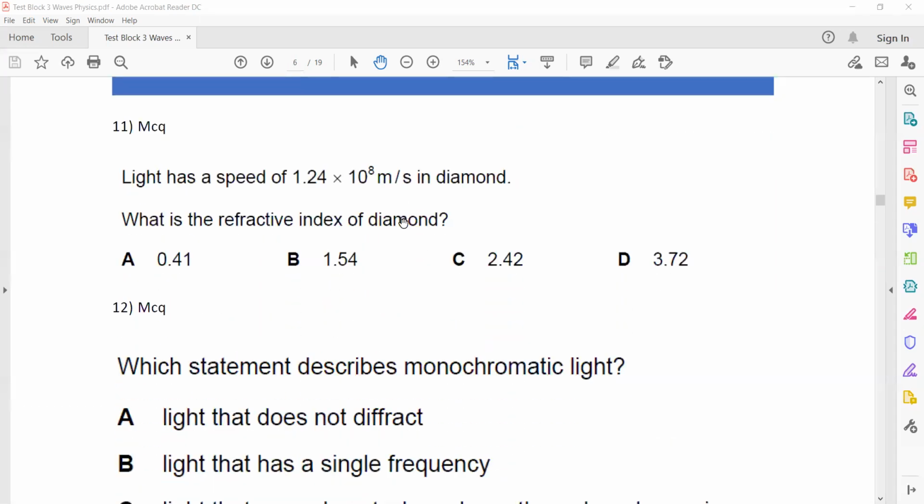Light has a speed of 1.24 × 10^8 in diamond. What is the refractive index? So the formula to find the refractive index: speed of light in air or a vacuum divided by speed of light in a medium. So 3 × 10^8 divided by 1.24 × 10^8. So when you divide these two numbers, then C will be the right answer.